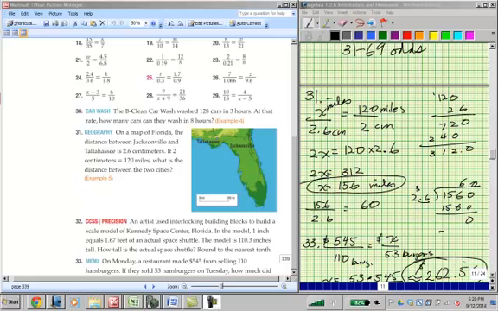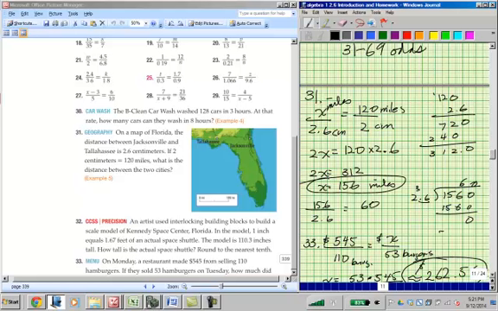And this is 2-6 homework, 31 to 69 odd. 31: map of Florida, distance between Jacksonville and Tallahassee, 2.6 centimeters on the map. If 2 centimeters equals 120 miles, what is the distance between the two cities? So the distance is in miles. So we got miles over centimeters equals miles over centimeters.